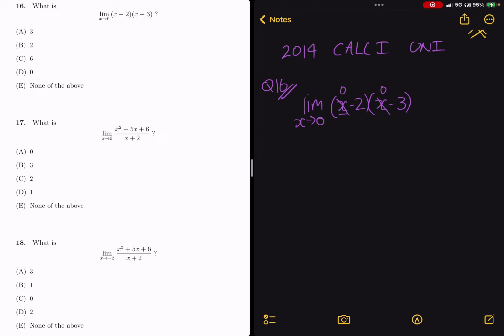And that's actually going to be the limit. So the limit here will be plus 6. This thing will head towards plus 6 as x goes towards 0. So the answer has to be C.